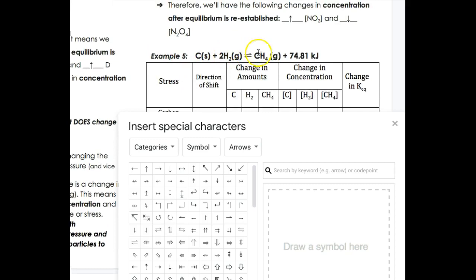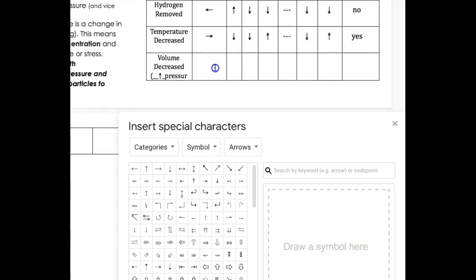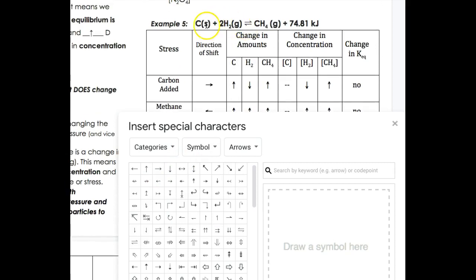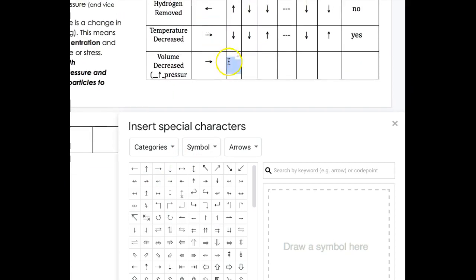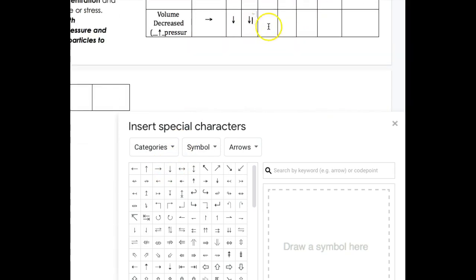And the way the system will counteract it is by reducing the pressure, by moving in a direction where there's less moles. So here I see 3 moles on the left side, 1 and 2, 3 moles on the left and 1 mole on the right. So which side has more moles? The right side. So it's going to shift to the right. And if it shifts to the right, that means we're going to have less of these guys right here. And we're going to have more product.